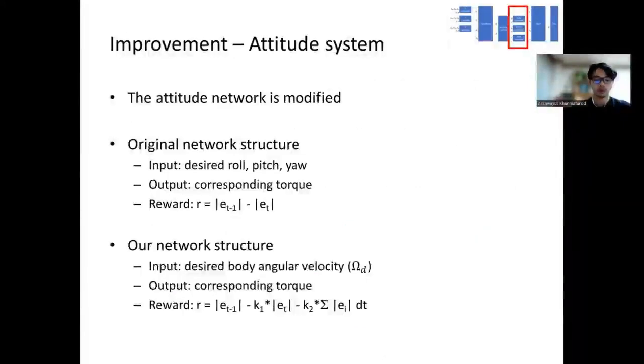And for the improvement step, we first modify the attitude system. As already presented in the progress presentation, the input of our network structure will be the desired body angular velocity, and the output is the corresponding torque. We also modify the reward function by multiplying the current error with a positive constant and including the error integral term to prevent steady state errors. And then we train this attitude network.